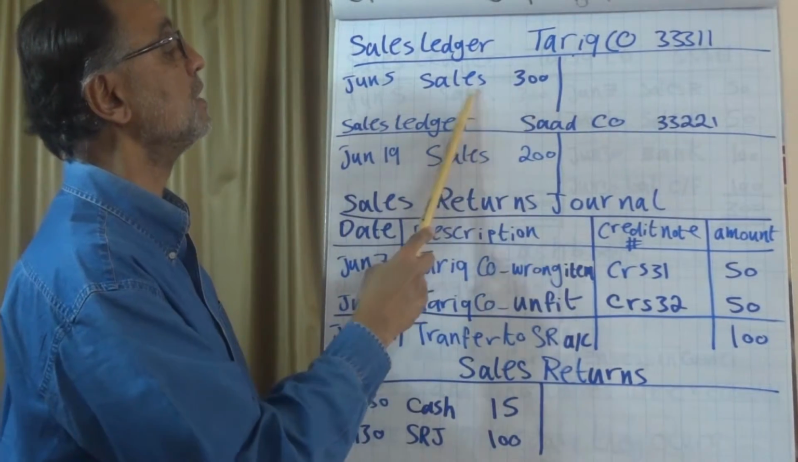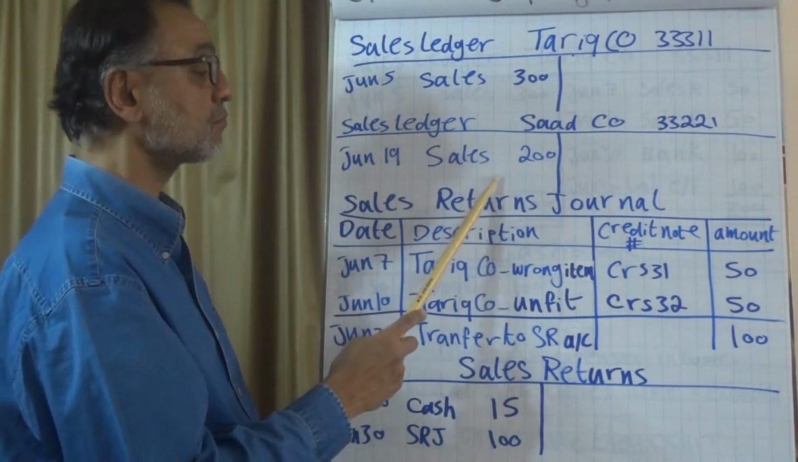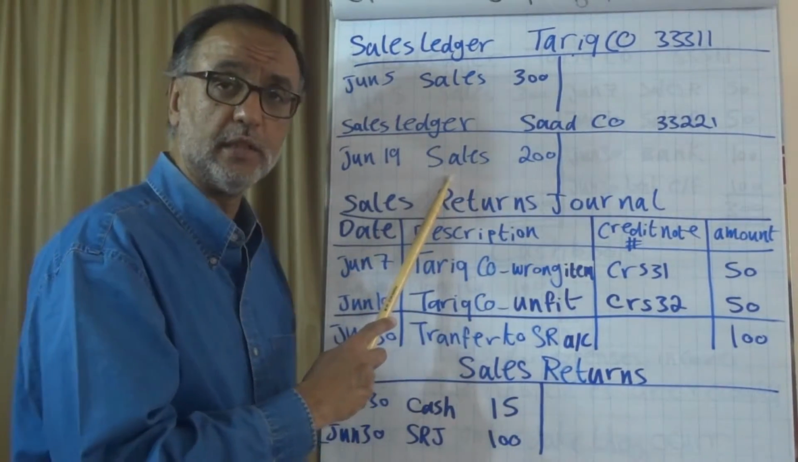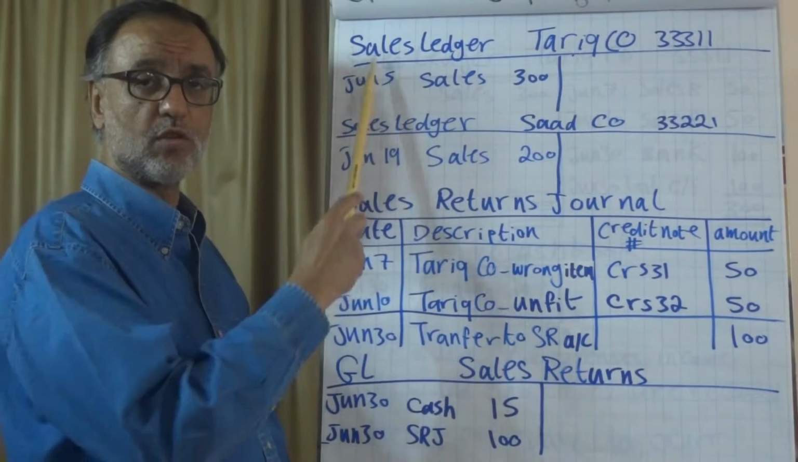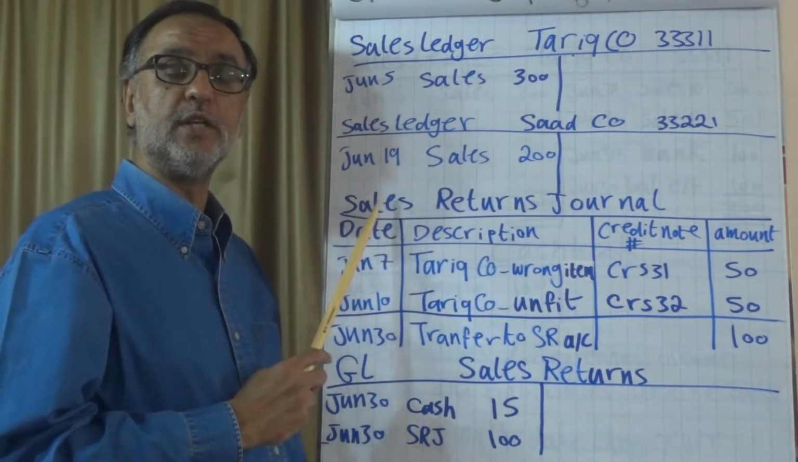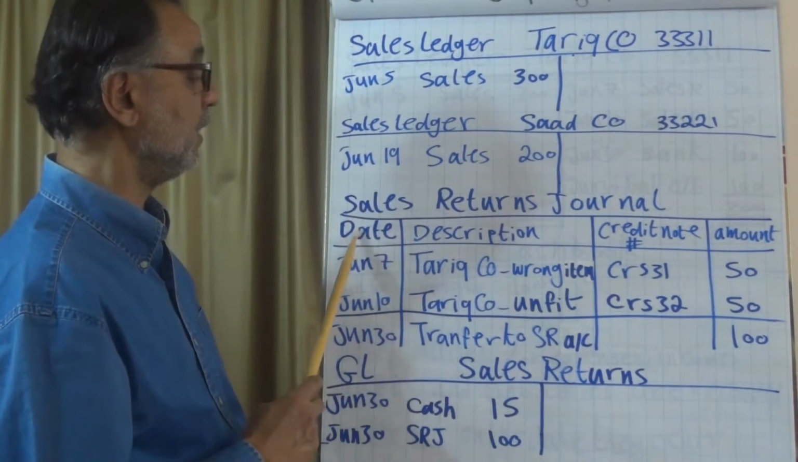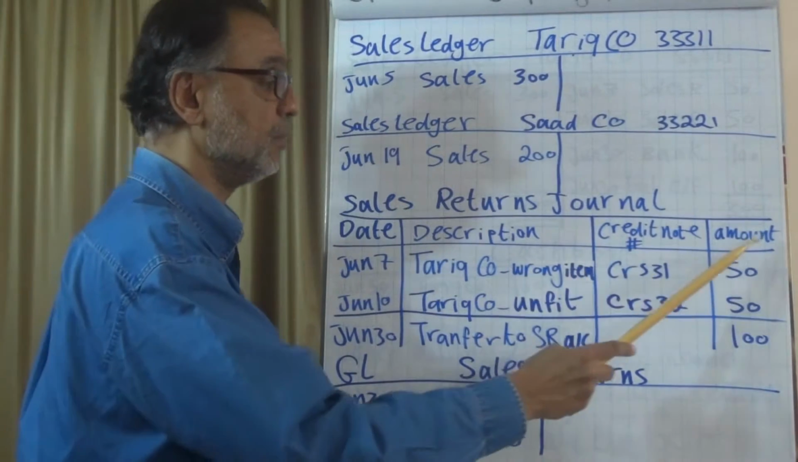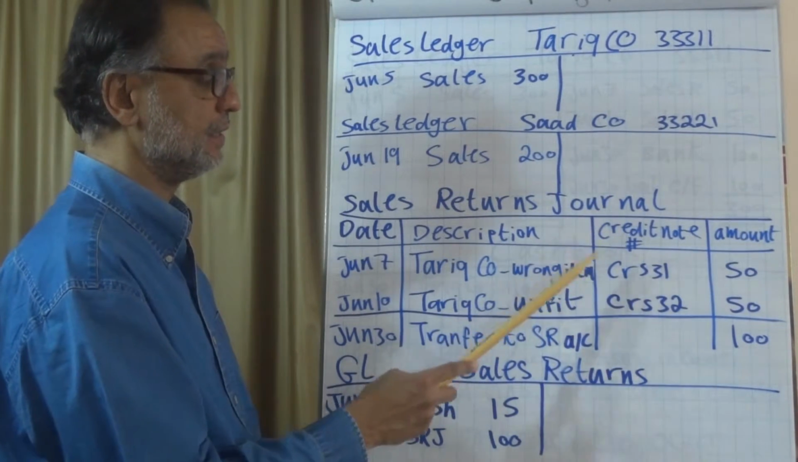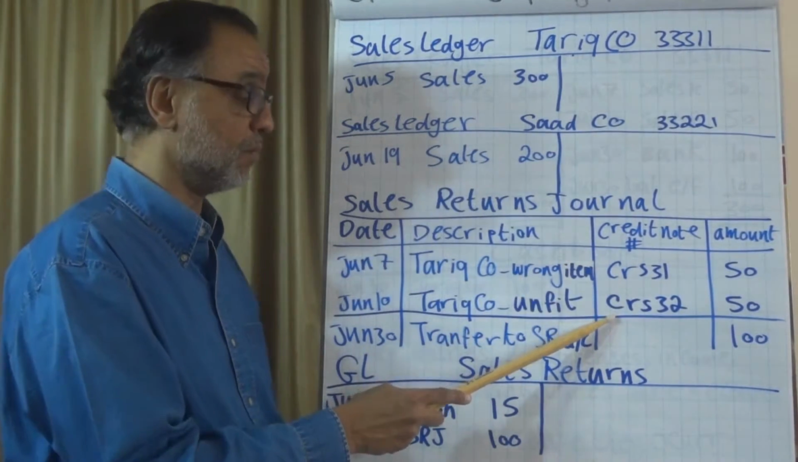Received $300 sales, and Saad's account received $200 sales. This is the sales ledger, not the general ledger. These are considered trade receivables. The sales returns journal has date, description, credit note, and amount. The credit note is the business's own document, so it will have the same serial number.